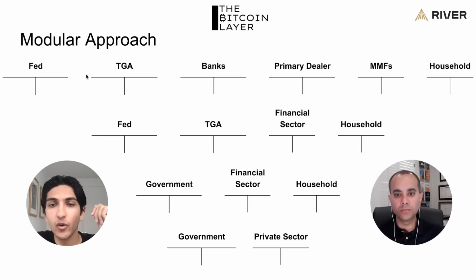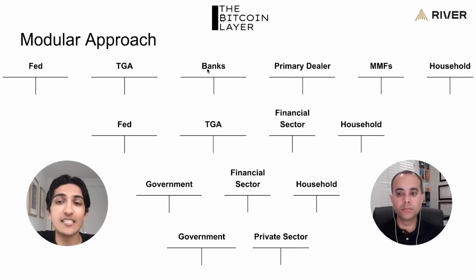So at the top, we could start with the government, so the Fed, the TGA, the Treasury General Account, and then various non-bank entities like primary dealers, money market funds, and households. And each of these entities can have their own bank. So we can end up with a very simple transaction like QE involving over 8 different balance sheets.